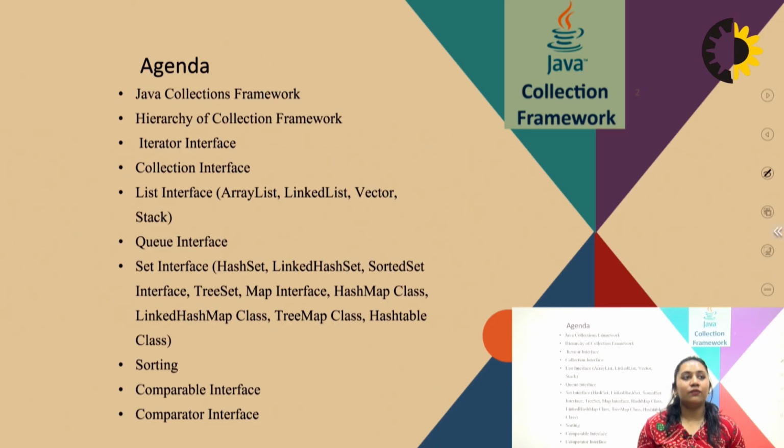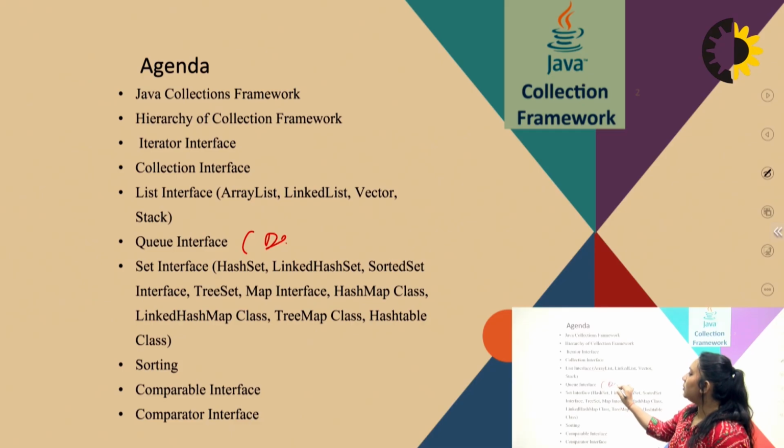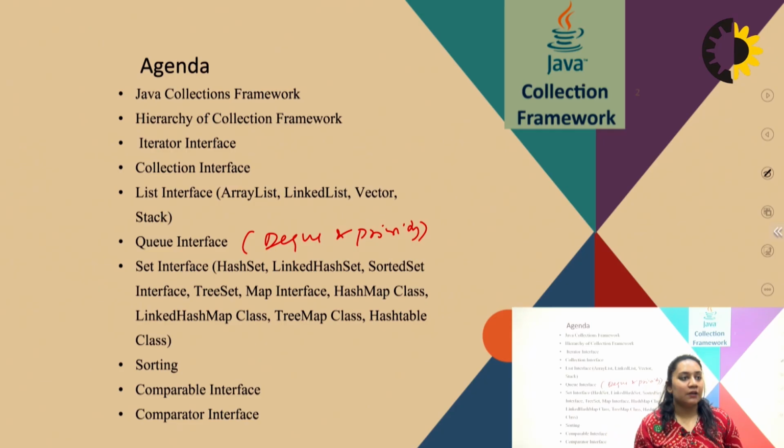In the collection framework, we have the list interface. The list interface includes ArrayList, LinkedList, Vector, and Stack. Another type is the queue interface, in which we will discuss Deque and PriorityQueue. In the set interfaces, I will discuss HashSet, LinkedHashSet, SortedSet, TreeSet, and map sets. Next we will discuss sorting, and lastly the Comparable and Comparator interfaces.